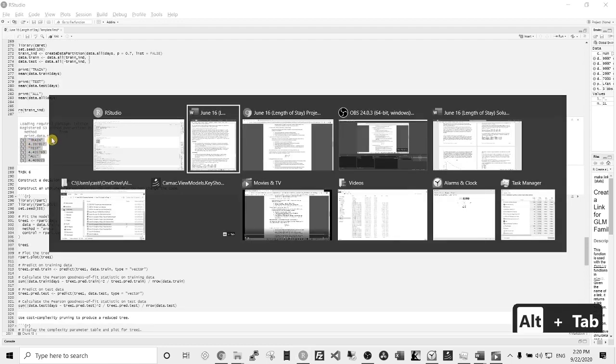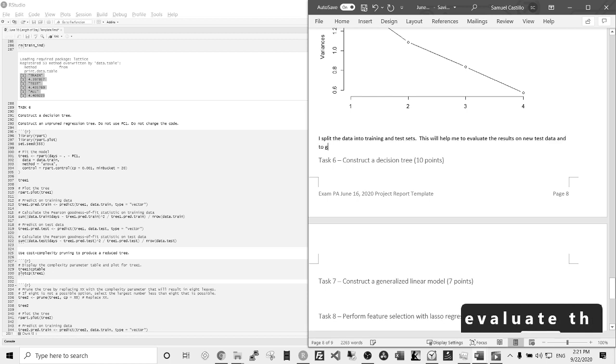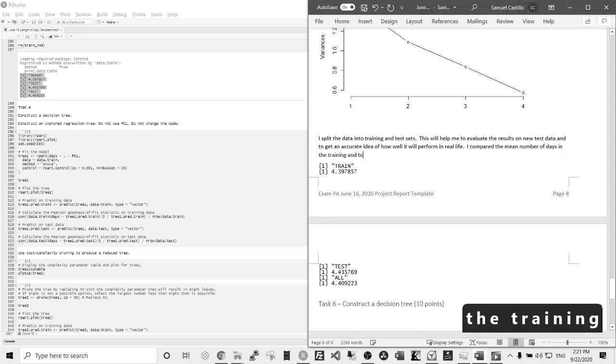A good idea to say this briefly. Say I split the data into training and test sets. This will help me to evaluate the results on new test data, and to get an accurate idea of how well it will perform in real life. I compared the mean number of days in training and test sets, found that it is the same, about 4.4, as in the overall data set.